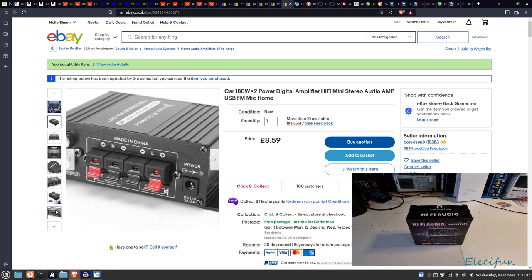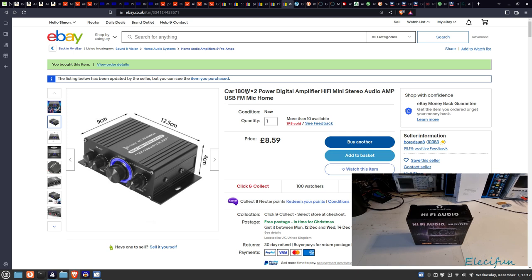There's not much more to go on, but there are some interesting things about it. It says it's 180 watts times 2. Now, this whole watt thing and numbers with watts can be quite misleading for people who don't know. They look at that and think, wow, 180 watts, times 2, is that 180 watts each on the two speakers? That's great. But this isn't really what this means, and I think this is complete BS.